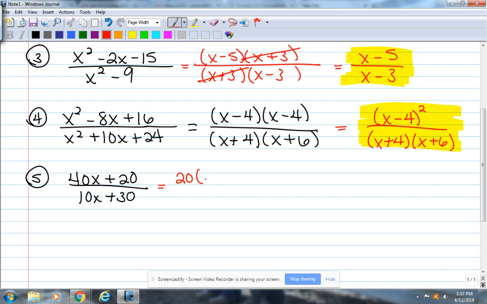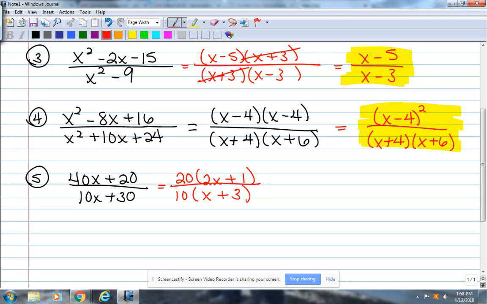So we factor out the 20, and remember we do the reverse distributive property. So what times 20 equals 40x? 2x. Very good. Plus what times 20 equals 20? 1. So there's the numerator all factored out. And then the denominator, same thing. There's a GCF. What's the GCF between 10 and 30? 10. What times 10 is 10x? 1. Plus what times 10 is 30?